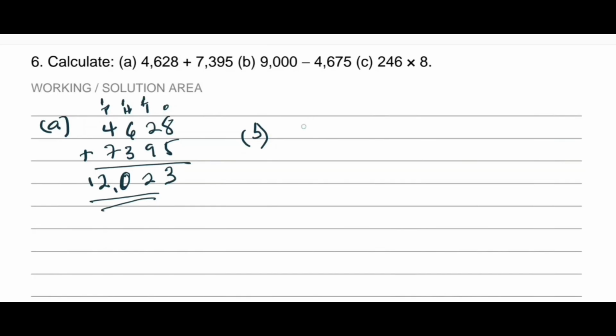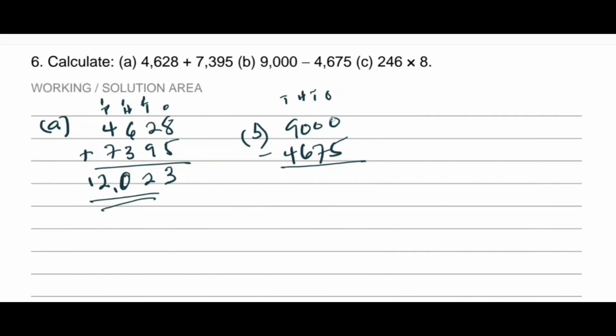Okay. 9,000 minus 4,675. B, we have 9,000 minus 4,675. So what we have to do is to start from the ones column. This is the ones column. This is the tens column. This is the hundreds column. And this is the thousands column. Have you seen it? So 0 minus 5, it will give you negative.